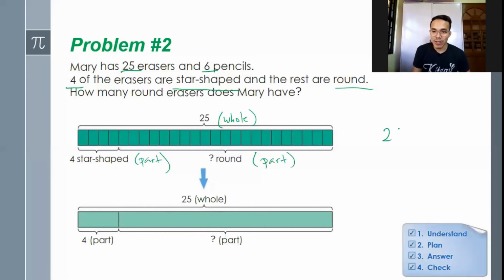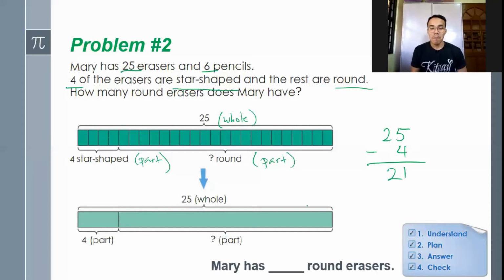In this case, we subtract 25 and 4 in order to find this missing number. So we have here 25 minus 4. 5 minus 4 is 1, and we have here 2. Therefore, Mary has 21 round erasers. And how do you check your answer? Again, you can solve the problem again, or you can just double check the computation here. Or let's see if 21 and 4 will make 25. So you have to answer those questions on your own. So that's how you check your answer.